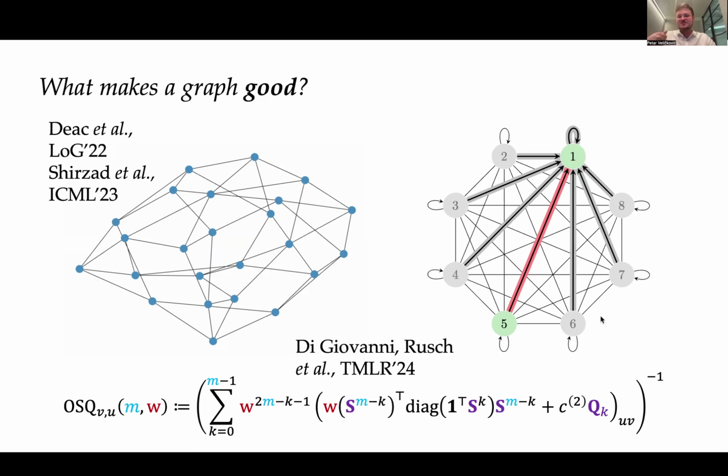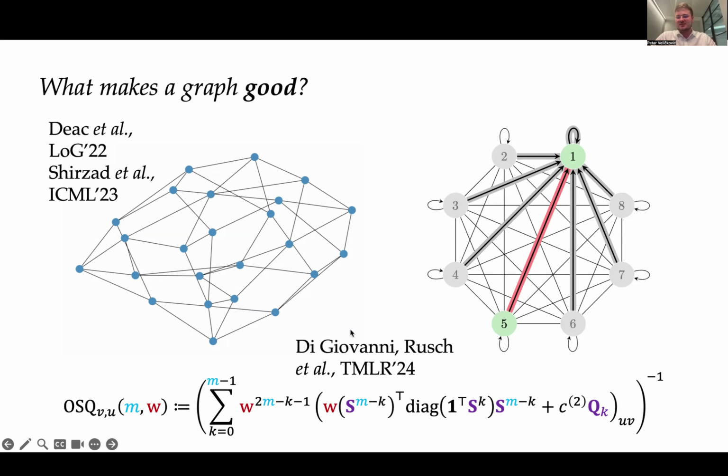And we have studied expander graphs as propagation templates in our own work, which was published at LoG a couple of years back, and concurrently by Hamed Shirzad and his co-authors at ICML 2023. So expander graphs, you should just think of them as a particularly good structure without any priors about what the input problem is about. It's just there to make communication between pairs of nodes as good as possible.